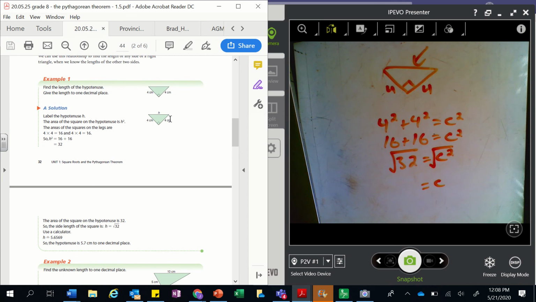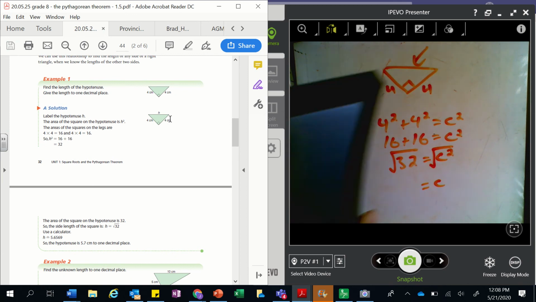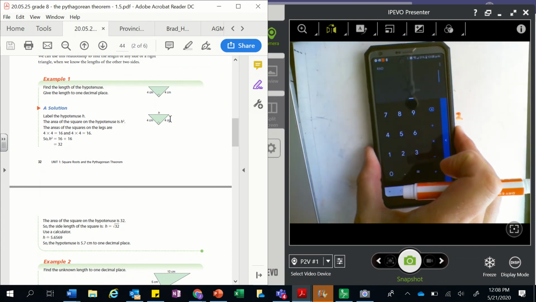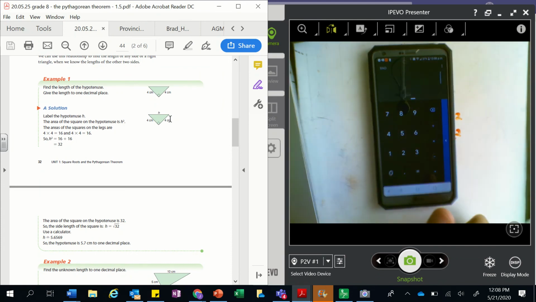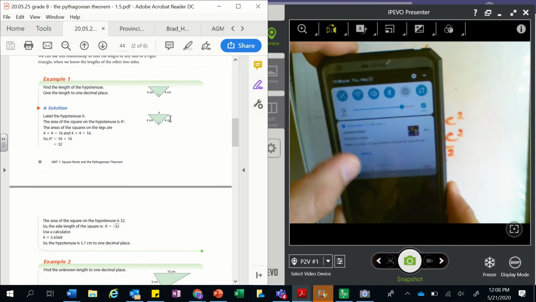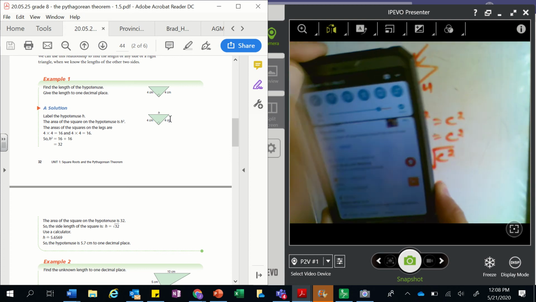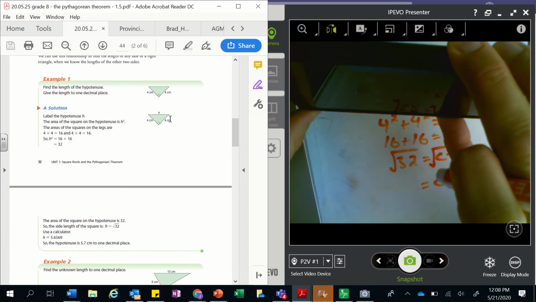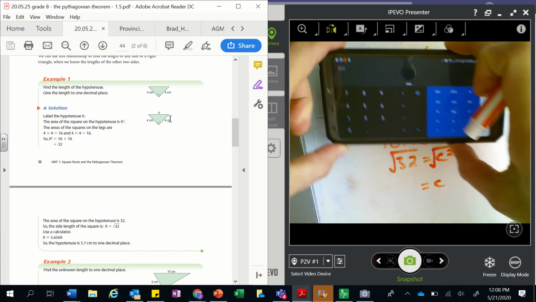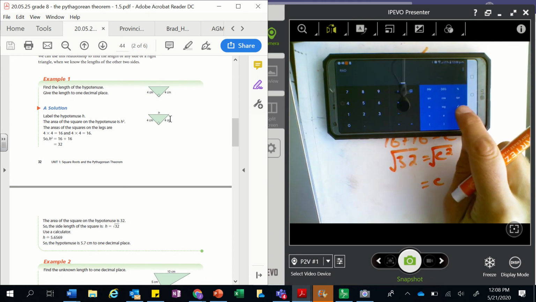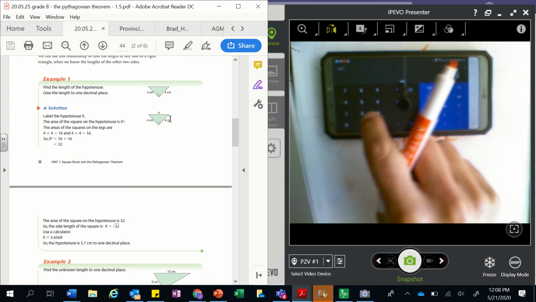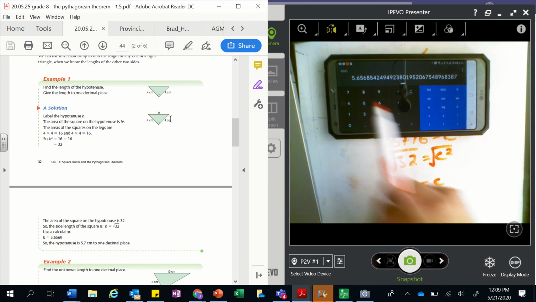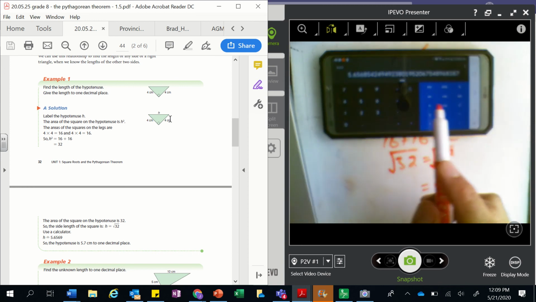So I'm just going to open my calculator here. Let's take a look. There is my calculator. But I don't have a square root button. No worries. I'm just going to turn it sideways. And there I have a tiny little square root button. Square root of 32 equals, oy vey, is that ever long?